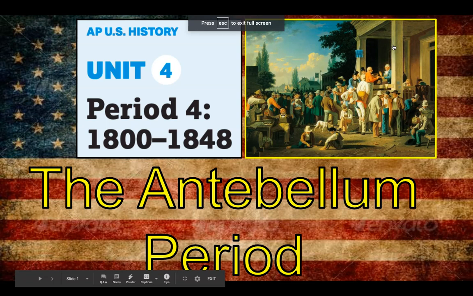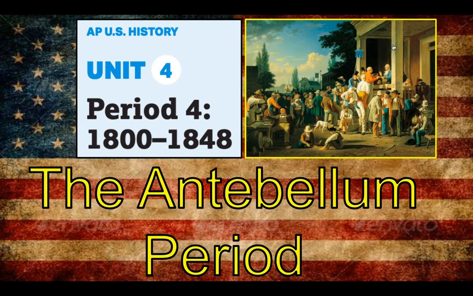Welcome to the APUSH review lecture for period 4, the antebellum period, 1800 to 1848. When you think about those two dates, you should think of two different things. 1800 is the election of Thomas Jefferson as president and the switch from the Federalists to the Jeffersonian Republicans, a hallmark election in which we see the peaceful transfer of power. And 1848 is the Seneca Falls Convention, in which women and women's rights advocates come together to demand equality.